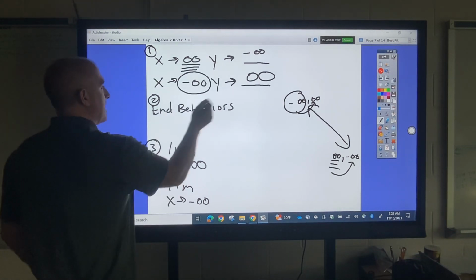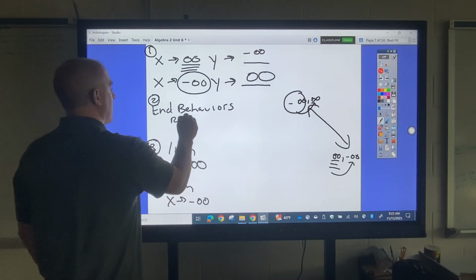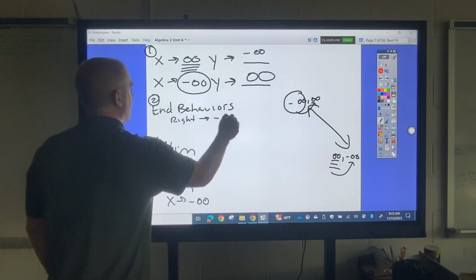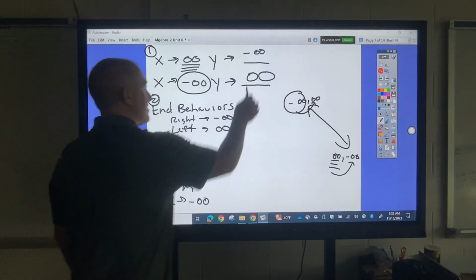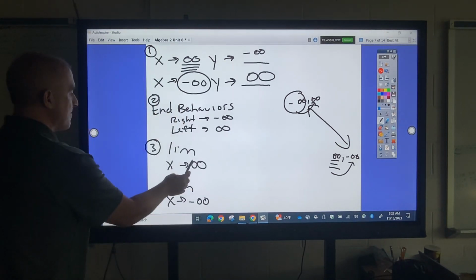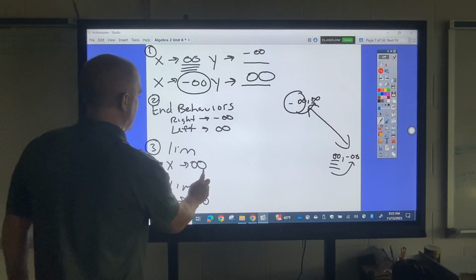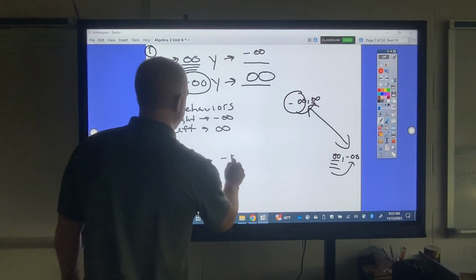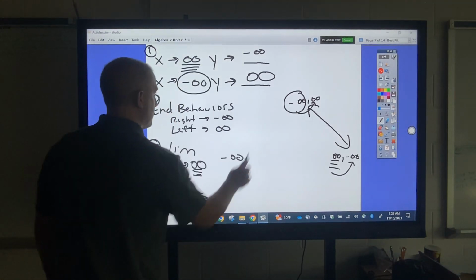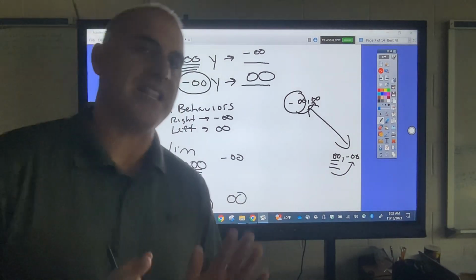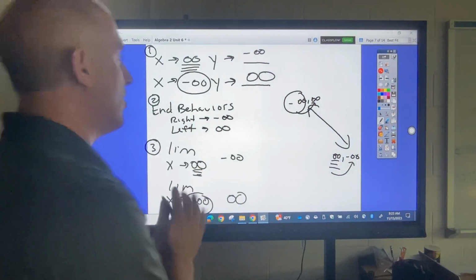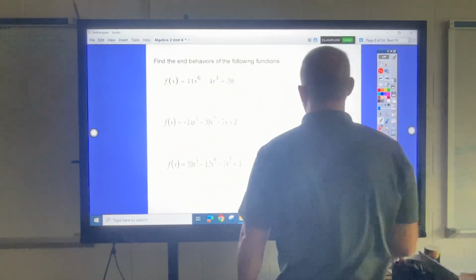How would you answer these? If they ask for the end behaviors, the right end behavior is negative infinity. The left end behavior is positive infinity. It's just the answers to those. The same thing with this, okay? This would be negative infinity, and that one would be positive infinity. So all you got to do is trace back to that picture and look at it, okay?